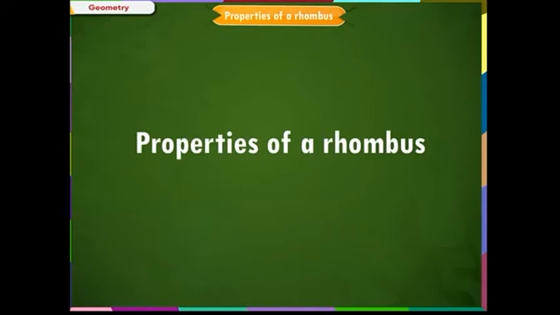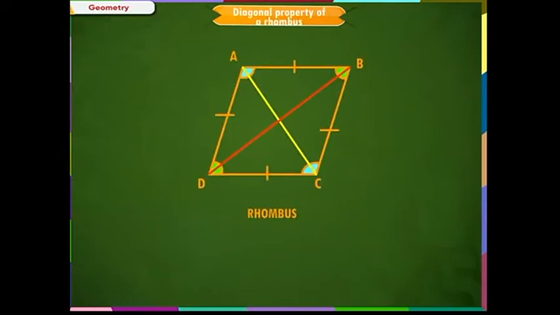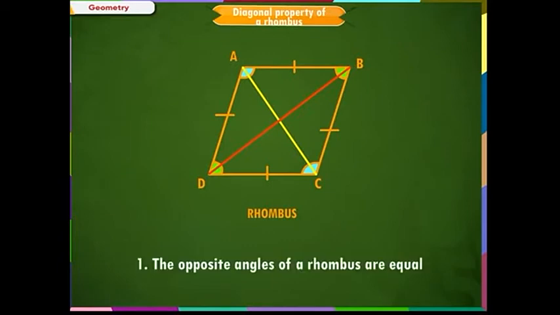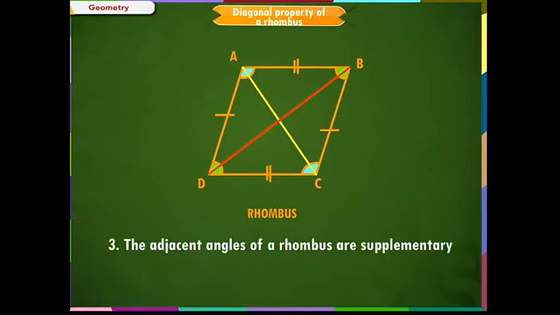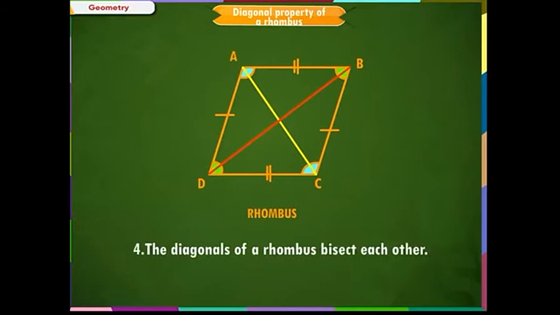Properties of a rhombus. Since rhombus is also a parallelogram, all the properties of parallelogram hold true for rhombus also. These are: the opposite angles of a rhombus are equal. The opposite sides of a rhombus are parallel to each other. The adjacent angles of a rhombus are supplementary. And the diagonals of a rhombus bisect each other.